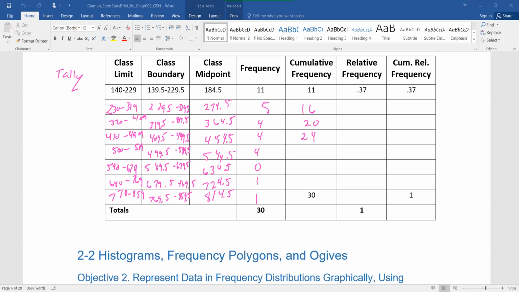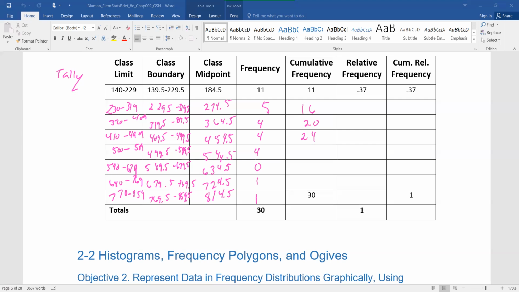Yeah, so 11 was the first one. And so then 11 plus 5 gave us 16. So at this point, what this represents is 16 of these. I don't even remember what the topic was about. Oh, coaches with salaries. So 16 of the coaches have $319,000 or less. And then we keep going through that process. So then 20 have $409,000 salary or less. 24 have $499,000 or less, and so on and so on. So it's adding them all up.